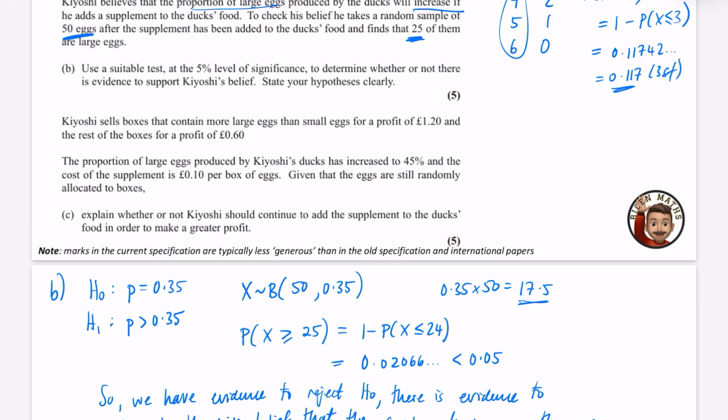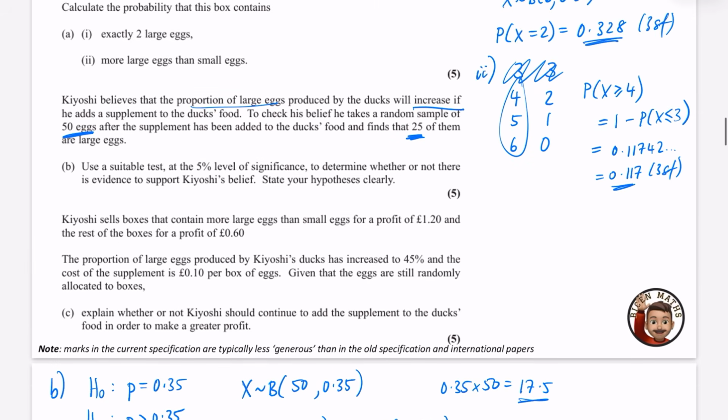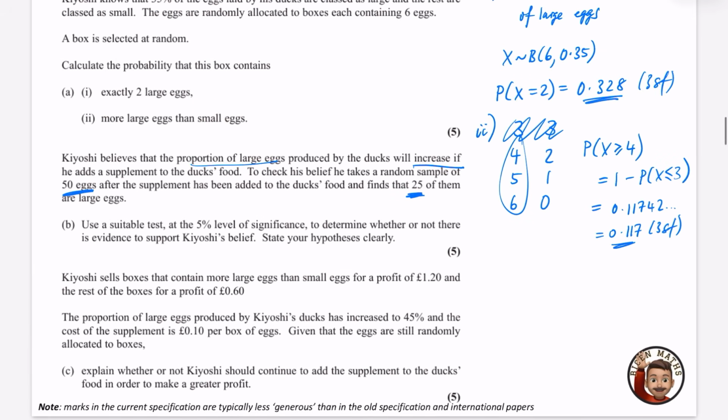Given that the eggs are still randomly allocated to boxes, explain whether or not Kiyoshi should continue to add the supplement to the ducks' food in order to make a greater profit. So I think what we'll need to do, going back to the beginning question, is find out if there's 35% and he's not paying 10p per box, what profit would he make? Well, this is something we calculated earlier. We've calculated the probability that there are more large eggs than small eggs.